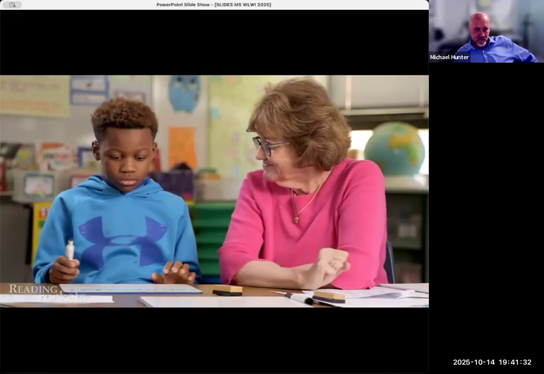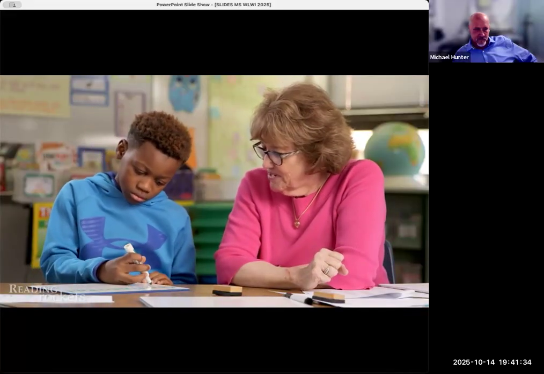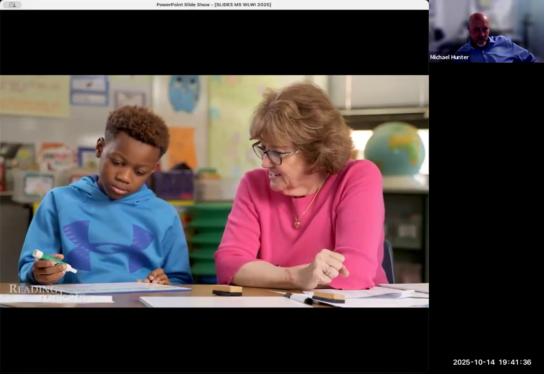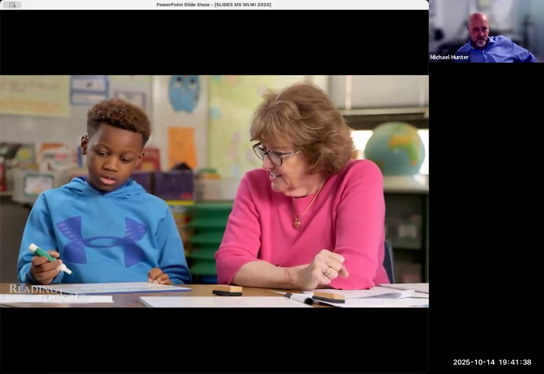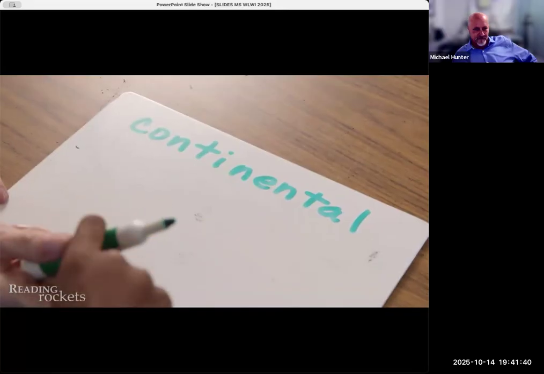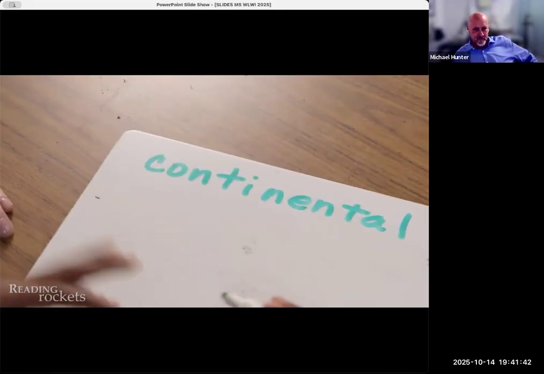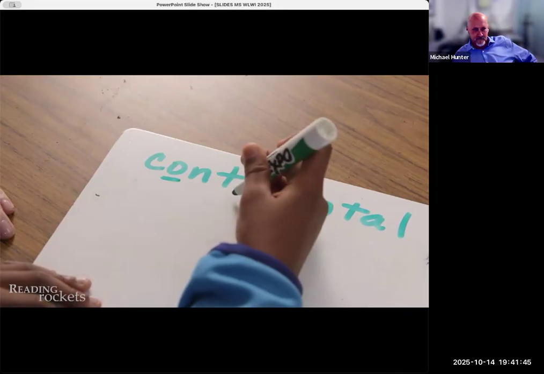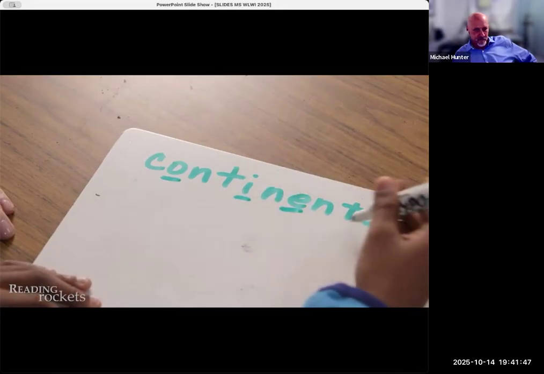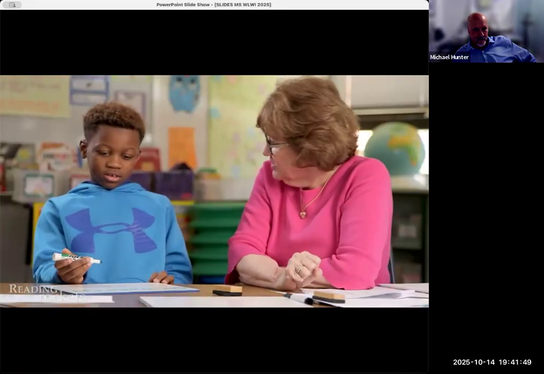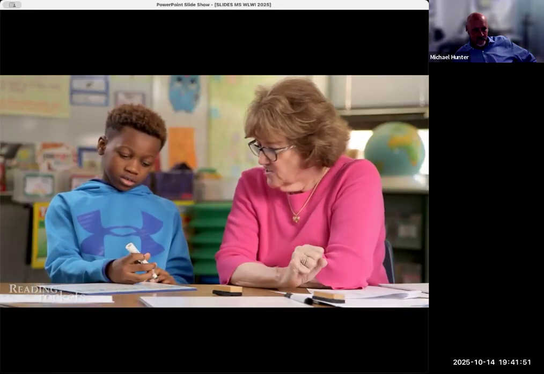How many vowels did you see? 3. Okay, could you underline them, please? Me, 4. Okay, 4 vowels. Are they together or apart? Apart. So, how many syllables? 4. Okay.